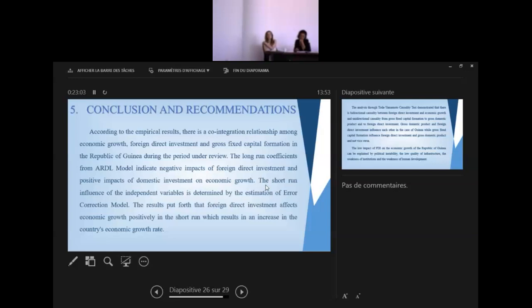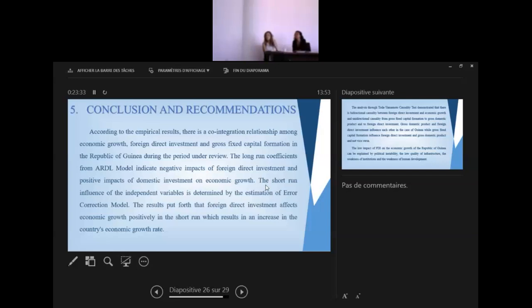And the long-run coefficient for the ARDL model indicates a negative impact of foreign direct investment and a positive impact of domestic investment on economic growth. So it means that foreign direct investment impacts negatively the economic growth of Guinea during that period. And the domestic investment impacts positively the economic growth of Guinea.